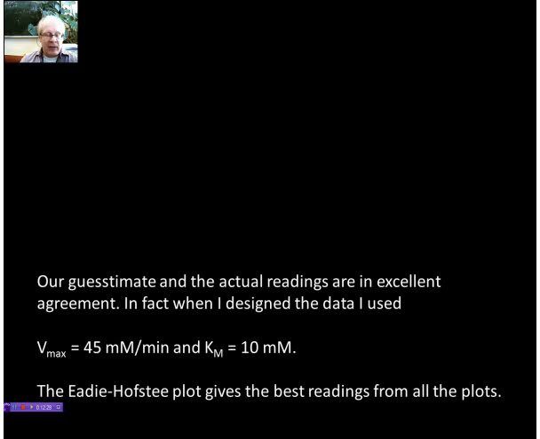In fact, when I designed these data that I used here, I used a Vmax of 45 millimolar per minute and a Km of 10 millimolar. So I think we were really very good with our guesstimate, and this was confirmed by the graph. The important message is that an Eadie-Hofstee plot really gives a very nice and convenient way to determine the enzyme parameters, but it's always a good idea to guesstimate roughly the parameters before we do the plot.